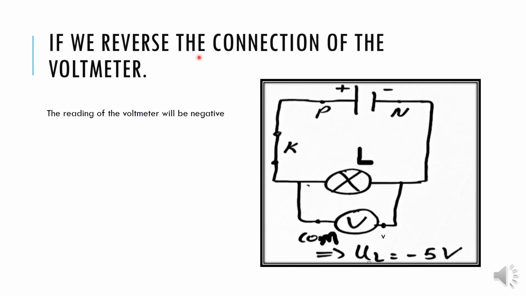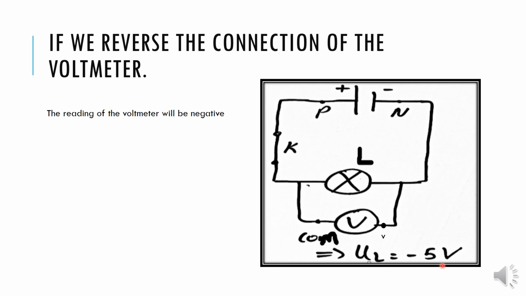What happens if we reverse the connection of the voltmeter? The reading of the voltmeter will be negative. So here the COM terminal of the voltmeter is connected on the positive side of the battery. So the voltage will be given with a negative sign. So UL equals minus 5 volts.